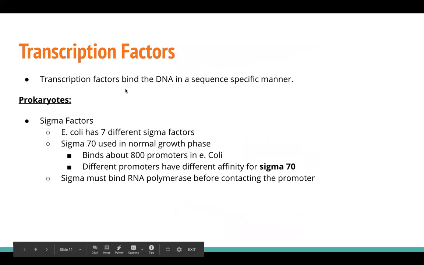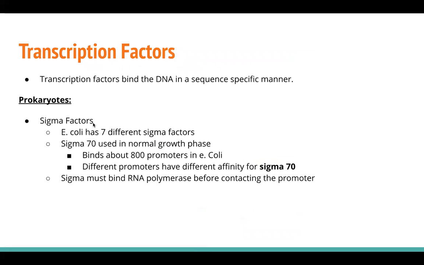So a little bit more on transcription factors. They can bind in a sequence specific manner. I'll talk a little bit about this on the next slide, but in prokaryotes, we're just going to continue with sigma factors. E. coli has 7 different ones, but sigma 70 is the one we really focus on in this class. They're used in the normal growth phase. They bind to about 800 promoters in E. coli. That's why they're general transcription factors, because they're not really that specific in terms of which genes they bind to. And different promoters have different affinity for sigma 70.